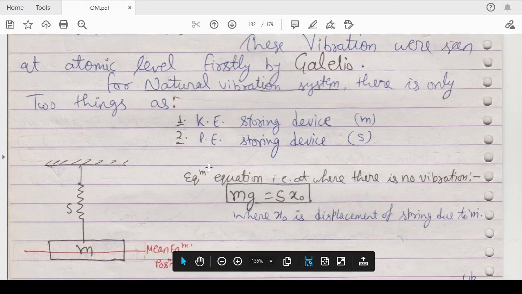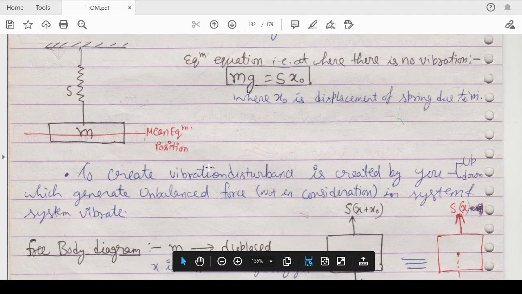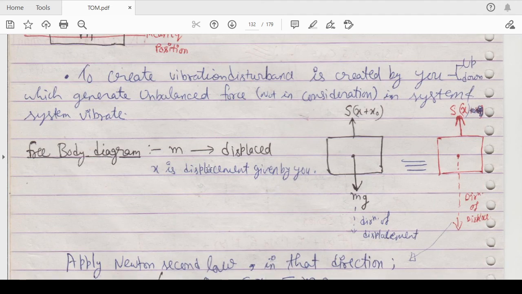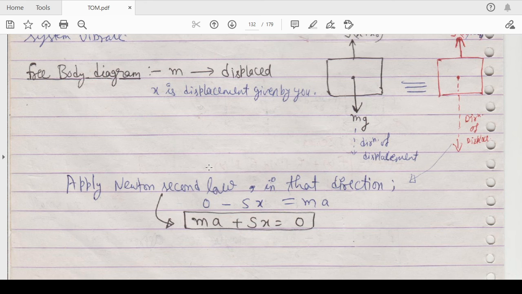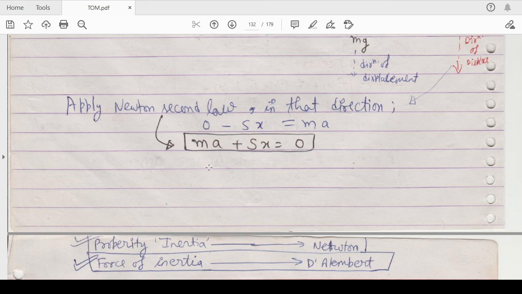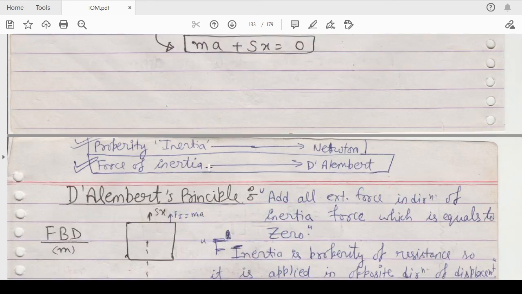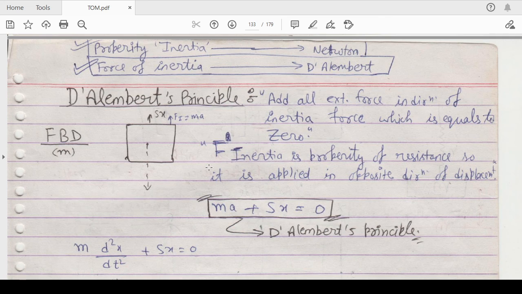Today we are going to see how you can calculate the natural frequency of natural vibration and how you can solve the problems or numericals related to natural vibration. Before going into the detail, first of all you have to understand the principle of D'Alembert's.